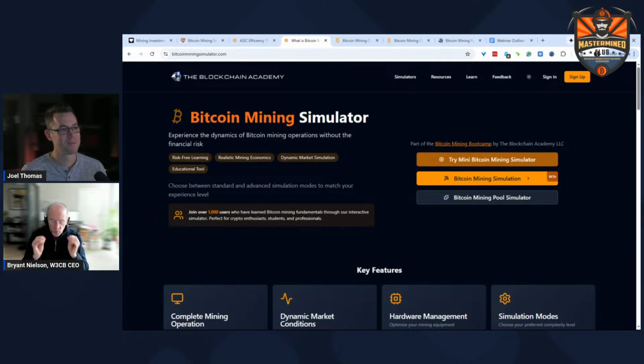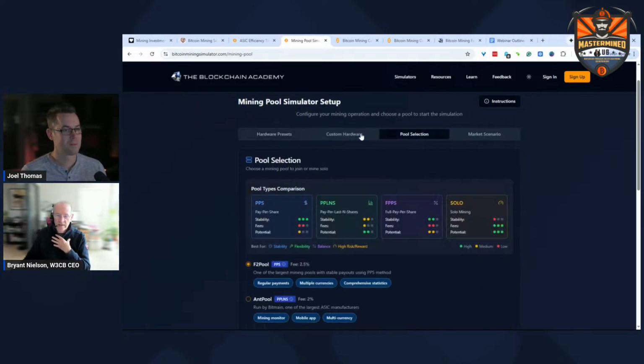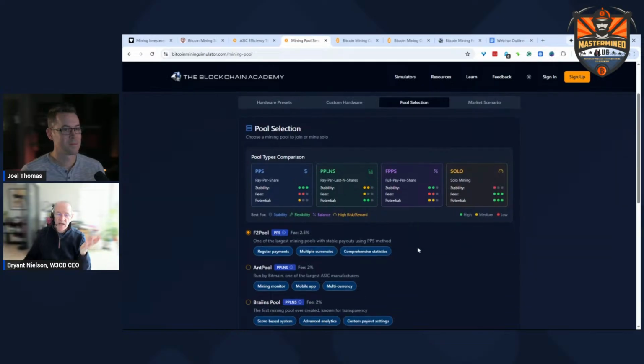And so if you really wanted to understand Bitcoin mining, I would go to this Bitcoin mining simulator and play around with it. And of course, there's a pool mining simulator here too. It allows you to look at the different types of setups that you have, as well as choosing what type of pool selection process you are going to do.